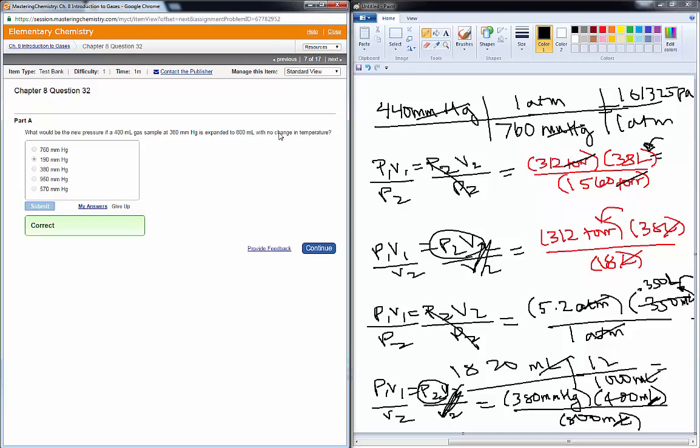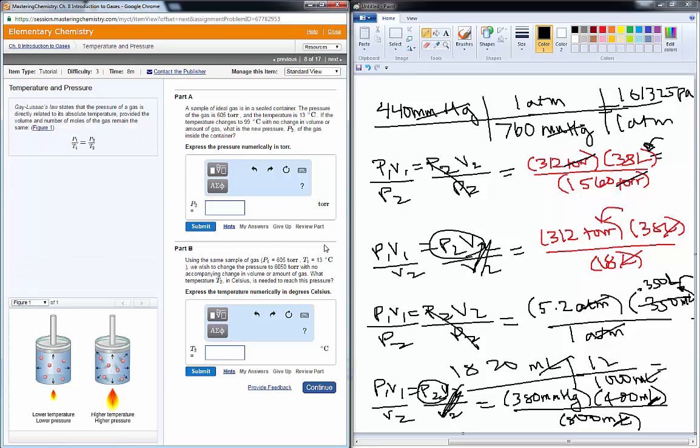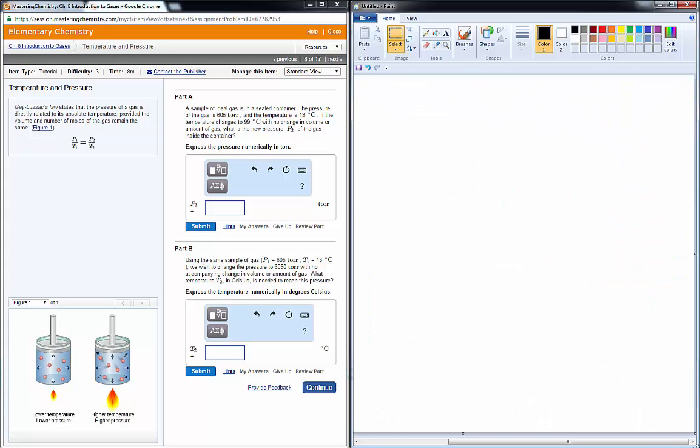For all of these problems, they're going to say there's no change in temperature because this relationship is only valid with no change in temperature, which is why they will specify that, to make sure that you are aware of the conditions under which this is occurring.